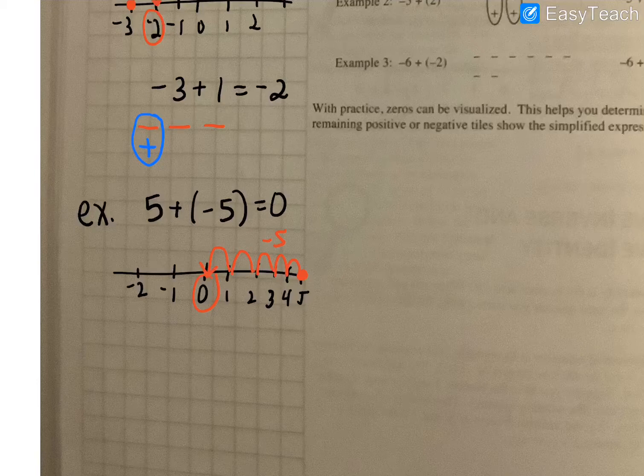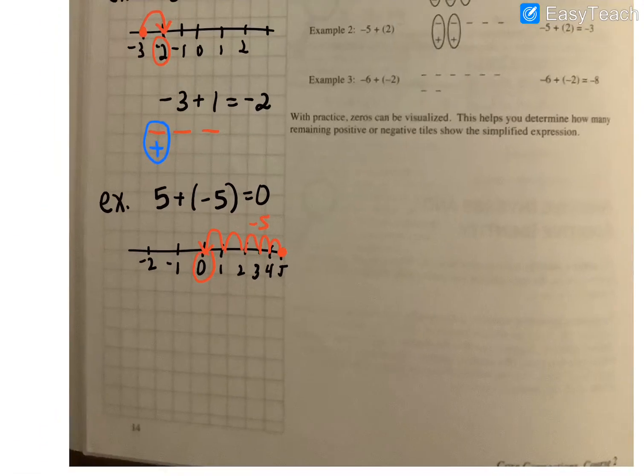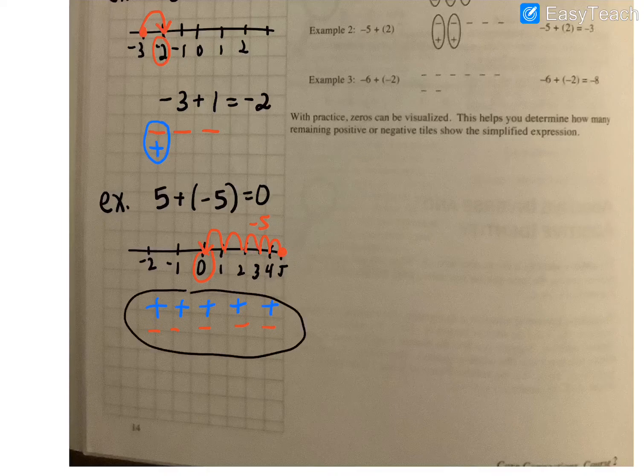And then let's do the tiles again. So I'm going to start with 5 positives because it's positive 5. Whoops. 1, 2, 3, 4, 5. I get out 5 negatives, so 1, 2, 3, 4, 5. And then it looks like these are all 0 pairs, so see ya. So because there's nothing left, my answer would just be 0 again.